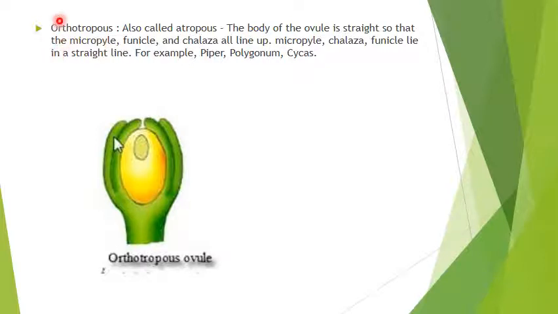Now the first type is the orthotropous ovule. This type of ovule is also called atropous. Here you can see that the body of the ovule is straight. You can see the micropyle, the funicle and the chalaza. These are in a straight line; they lie on the same plane, forming a straight line. That's why it is called the orthotropous ovule. For example, Piper, Polygonum and Cycas.